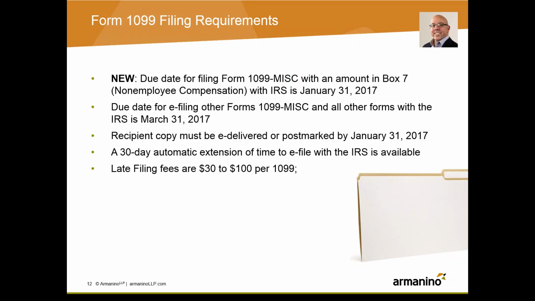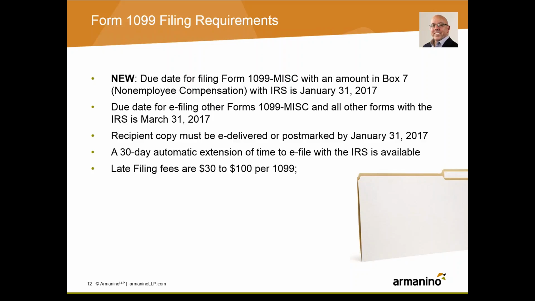So the recipient copies must be e-filed or postmarked by January 31st. The paper IRS filings must be postmarked by January 31st. Electronic filings must be delivered by January 31st. And again, if you have a challenge hitting this deadline, you can file the Form 8809 to get a 30-day extension for the deadline. And then there are penalties.